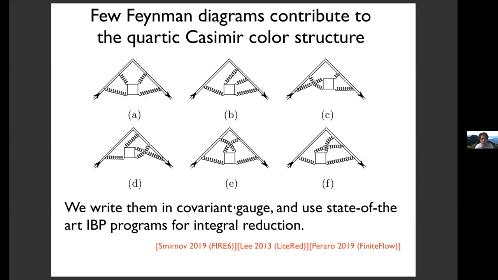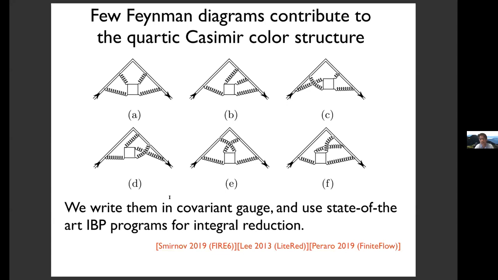So now we set out to compute those 4-loop quartic Casimir diagrams. Now the good news is there's actually only a handful of Feynman diagrams. It turns out that if you do a little bit of color algebra, you figure out that most of the diagrams are irrelevant, and we only have to worry about those 6. So we wrote down the Feynman diagrams in covariant gauge so that we later can check gauge independence. And we used some state-of-the-art programs for doing integration by parts and integral reduction. Okay, so far so good.